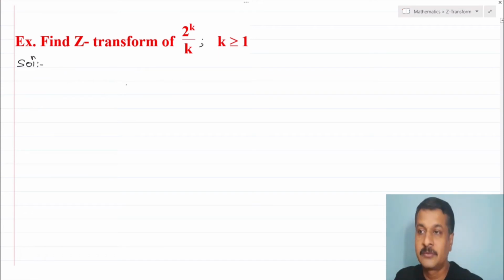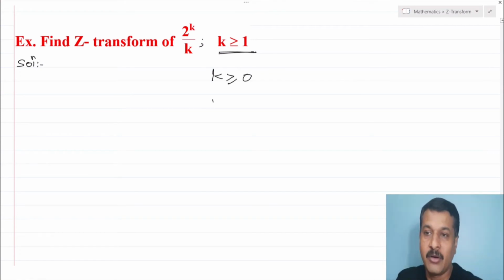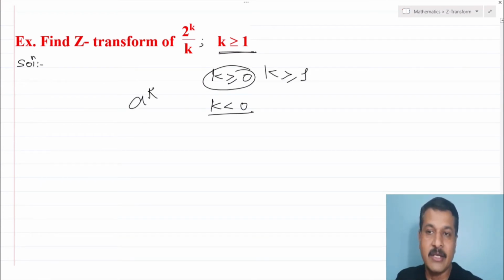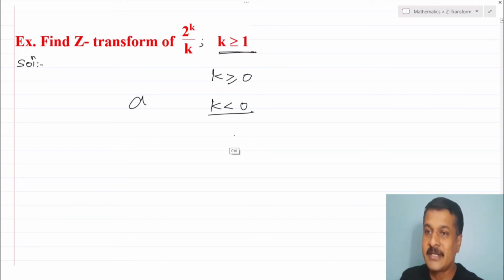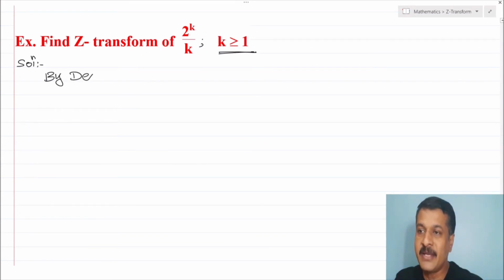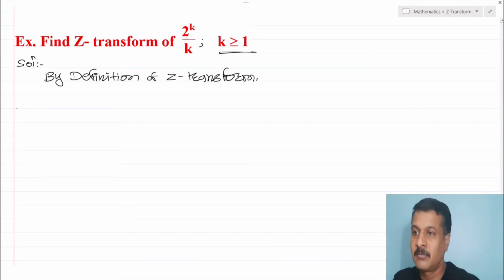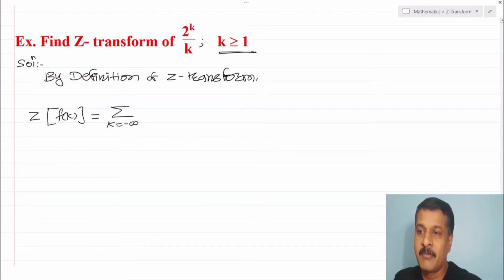So solution here, note that when k is greater than or equal to 0 or k is less than 0, we have standard result for a raised to k. But in this case k is greater than or equal to 1, and that is why use your definition. So what is the definition of z transform? So by definition, z transform of f of k equal to summation k varies from minus infinity to infinity f of k into z raised to minus k.